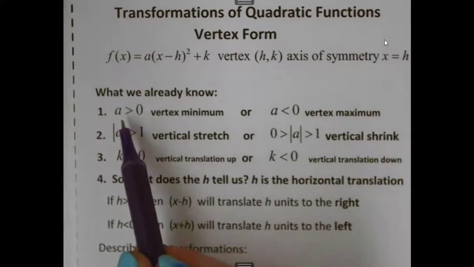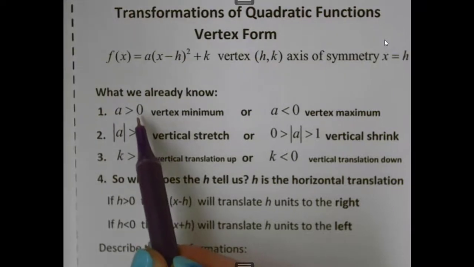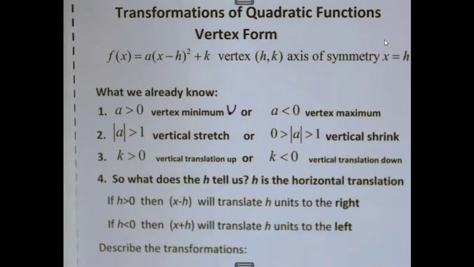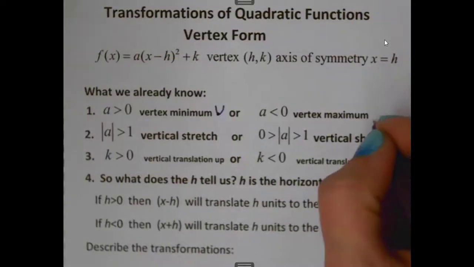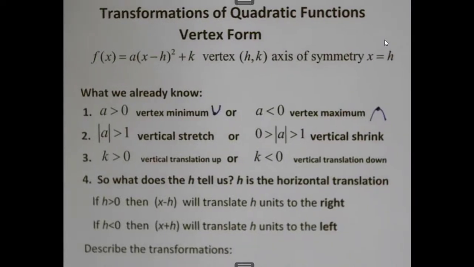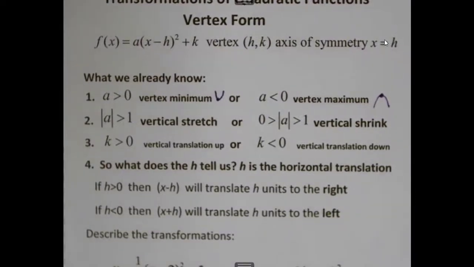The coefficient that's in front of the x squared term tells us if it's happy or sad. So if a is greater than 0, we know that is a happy parabola, and our vertex is going to be at a minimum. If a is less than 0, we're going to have a sad parabola, and we will have a vertex maximum. So we've already talked about that, but just wanted to review what each of these letters makes that parabola do.